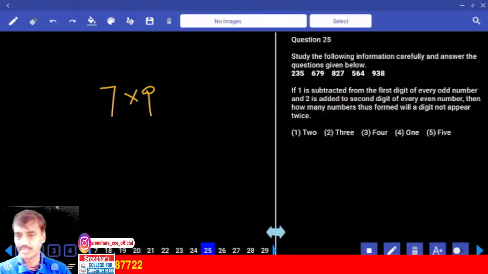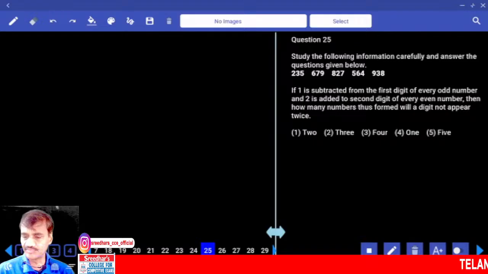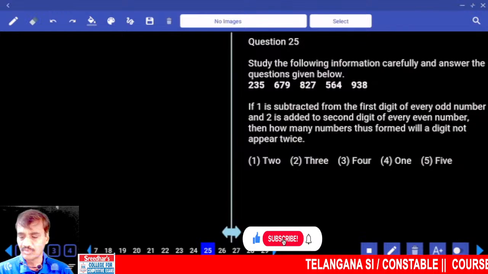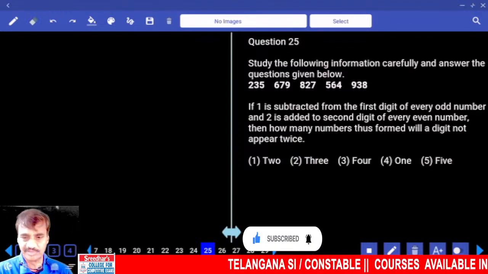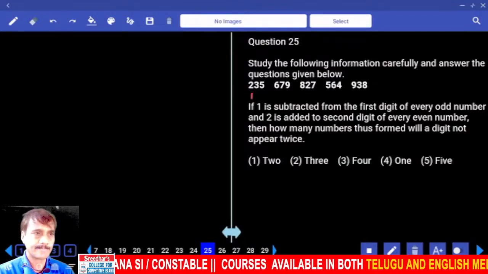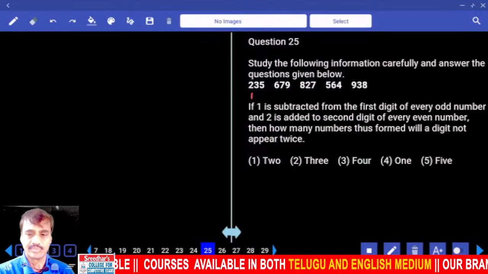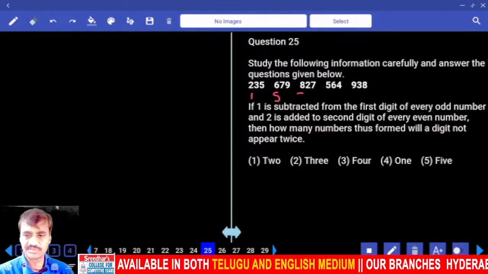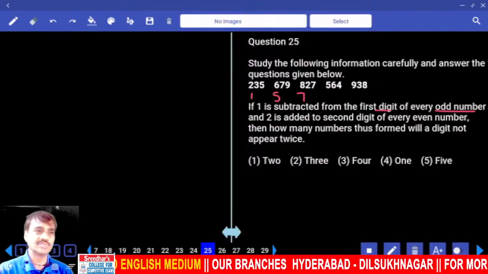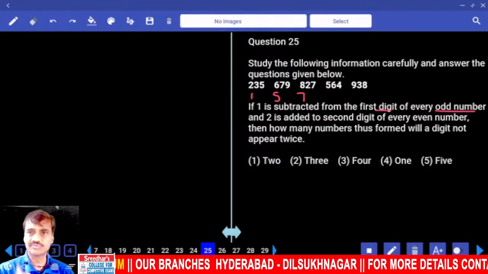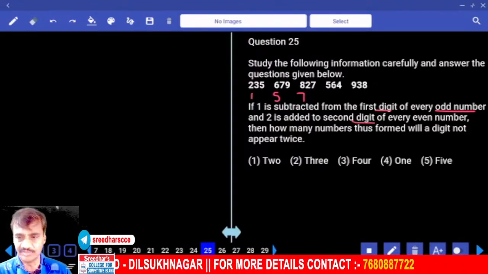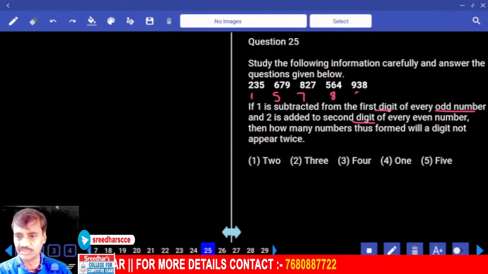Then 25. Now if 1 is subtracted from the first digit of every odd number, how much is to be subtracted here? 1 is subtracted from the first digit of every odd number. Every odd number means now 235, when 1 is subtracted from the first digit. Then here 5, now here 7. It is talking about odd numbers. In that one, the first digit, 1 must be subtracted, but not the odd digit. And 2 is added to the second digit of every even number. Even number, 2 is added, this is 8, and this would be 5.